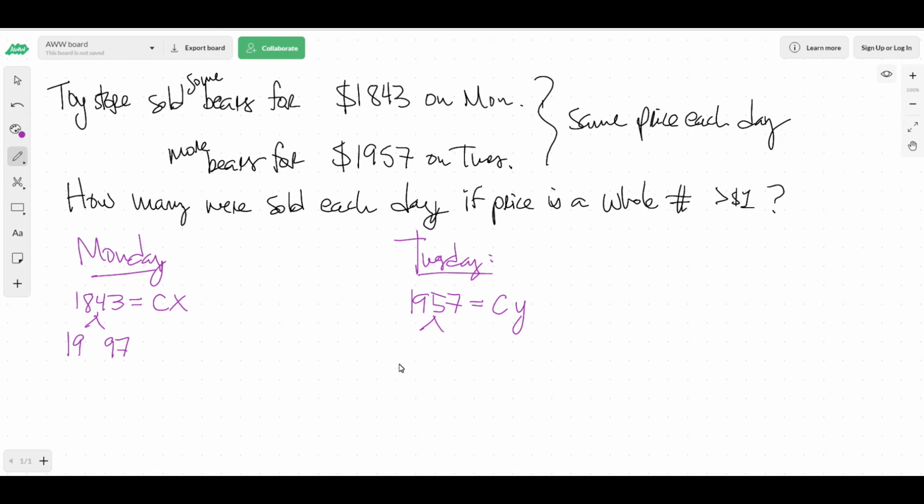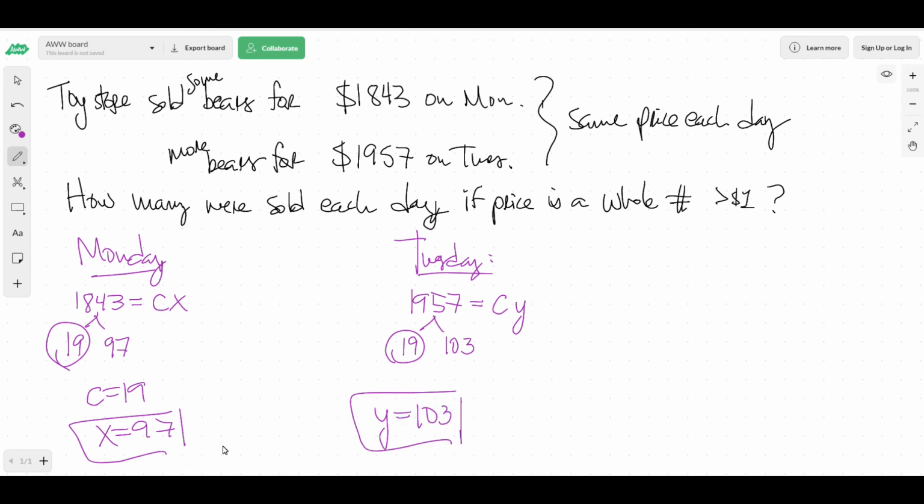1957. I'm going to have to spoil it a little bit for you guys because both of these numbers are prime too. So 19 and 103, but now you see how you would find these two numbers. And look, there's our cost right there. So that's C because they both share that. They both have C here, and they both have 19 here. That means that C equals 19, which means that X equals 97, and Y equals 103. That's how many bears they sold each day.